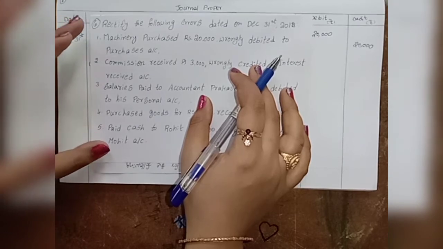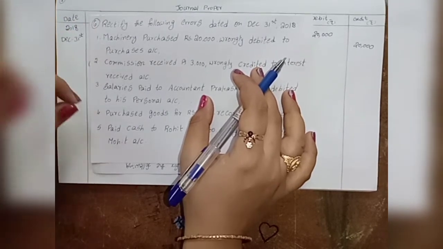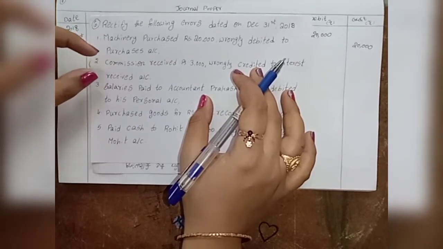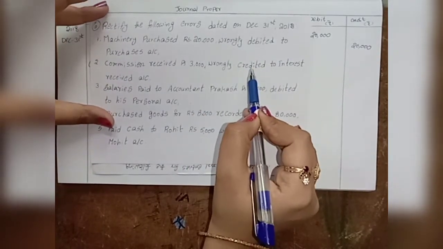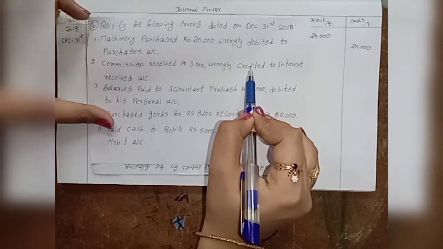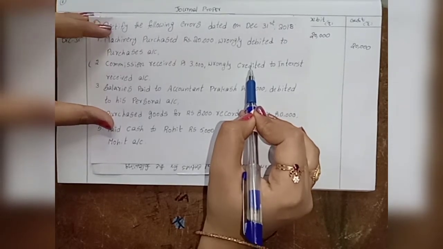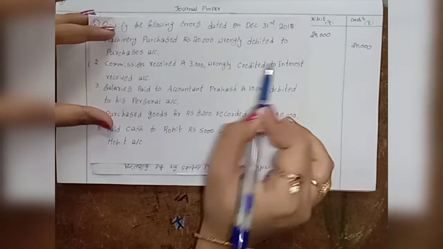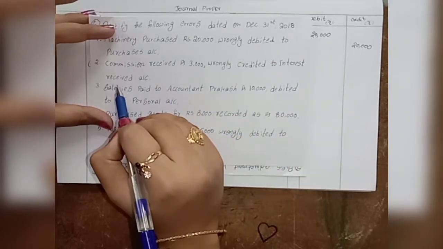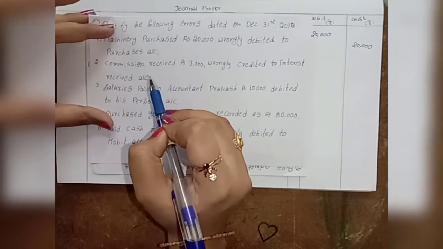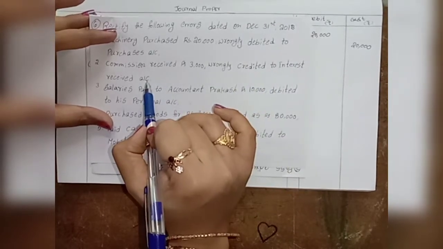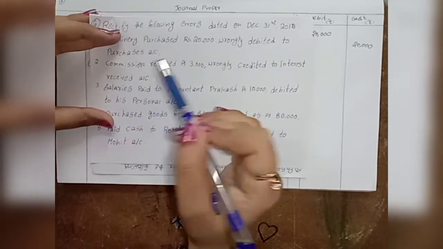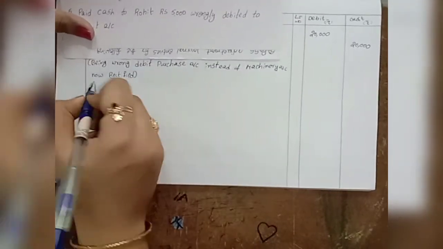So we have to rectify this transaction. What did they do? They wrongly credited interest received. The interest received is wrongly credited, and now to rectify this, we have to debit the interest received.